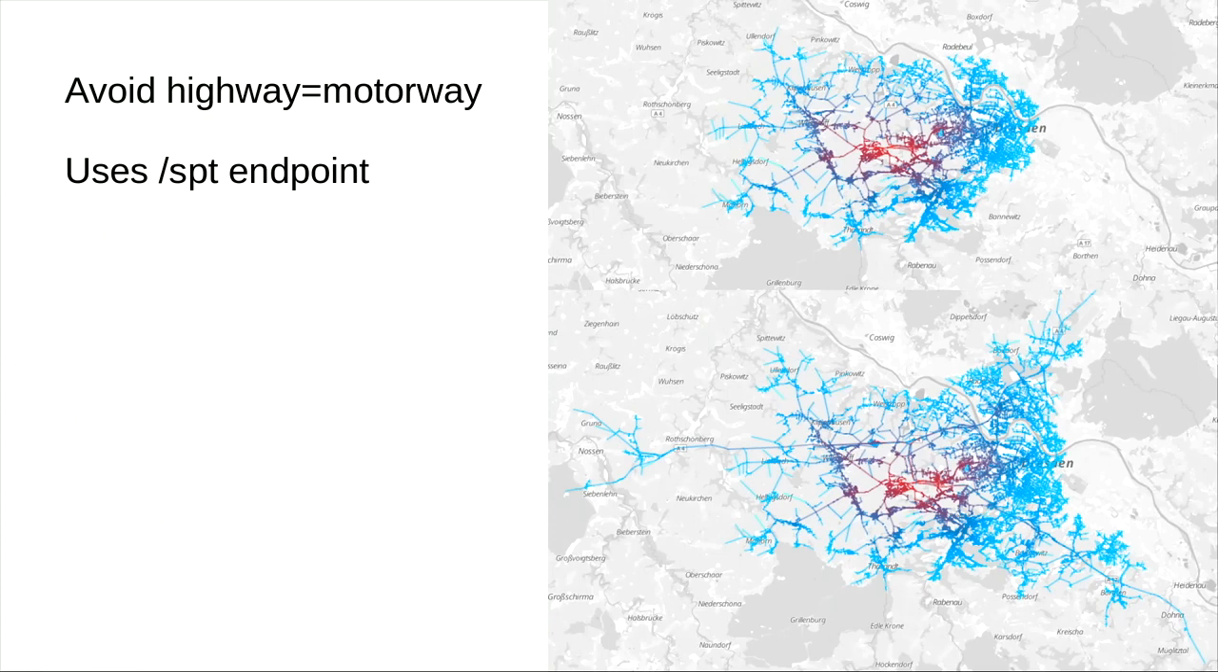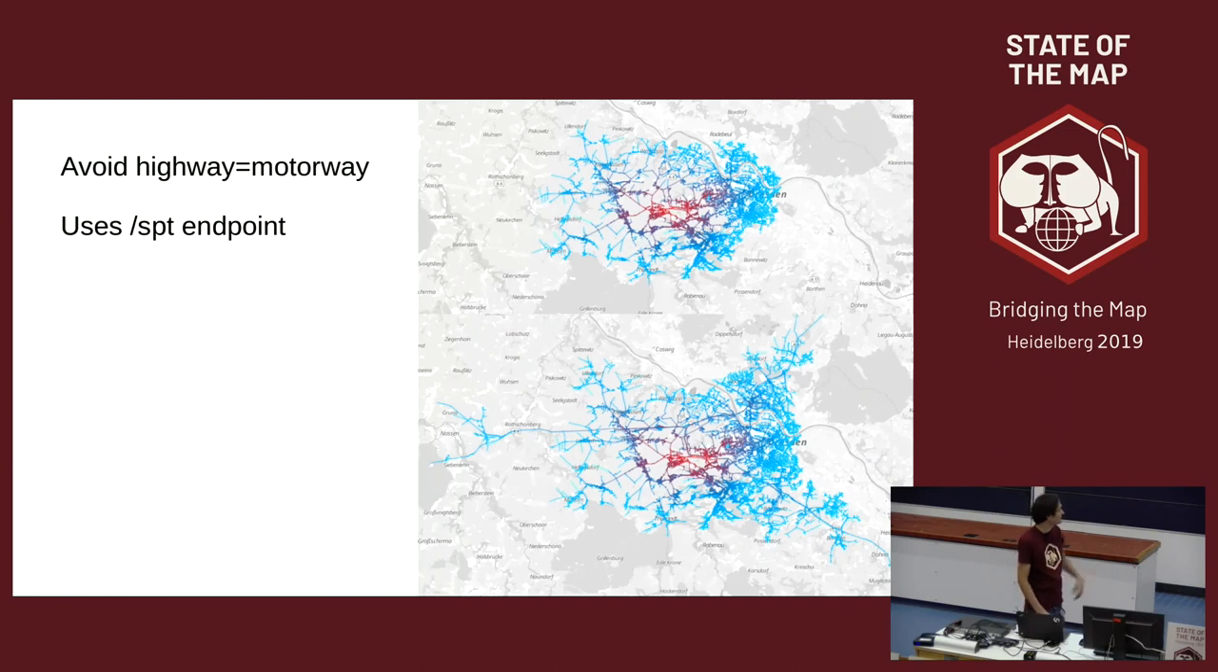So even those arms on the left side in the bottom picture show what's reachable in the same time as the blue on the right side, much closer to the center. But as you can go on the motorway much faster, it's much further away from the center. And just to tell you about this.